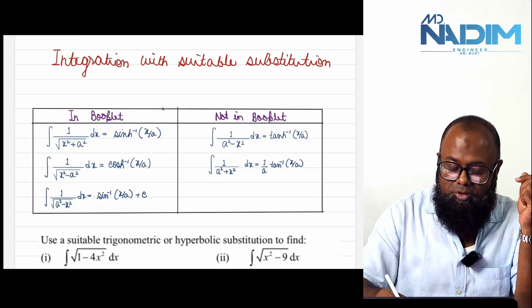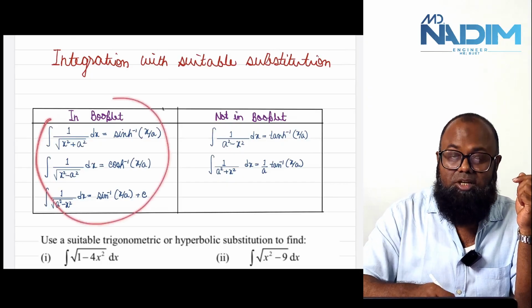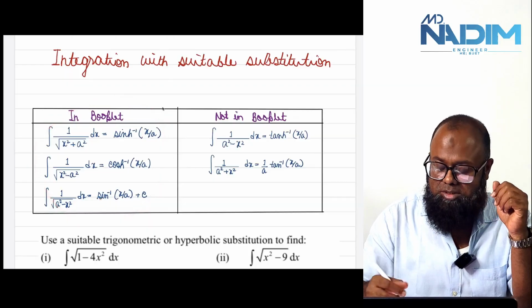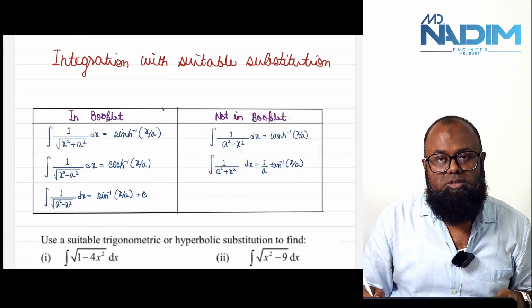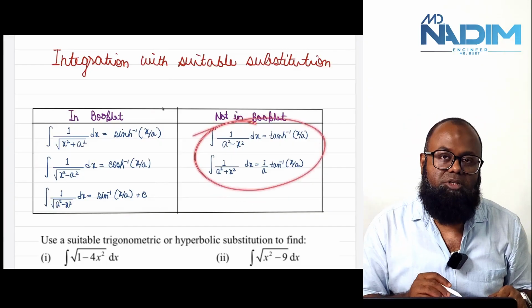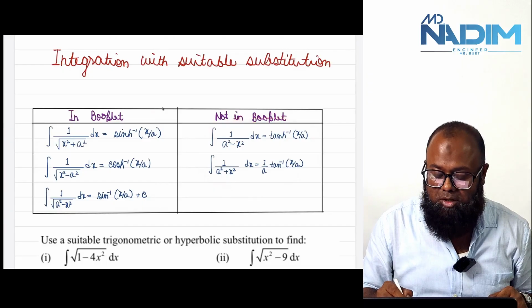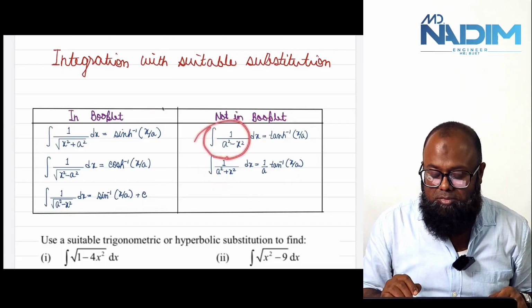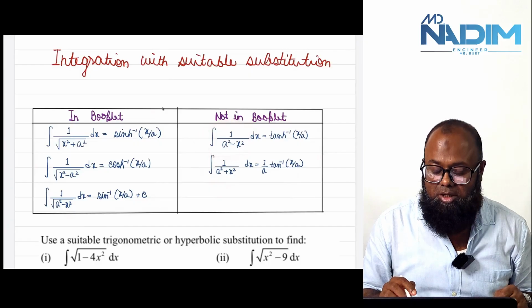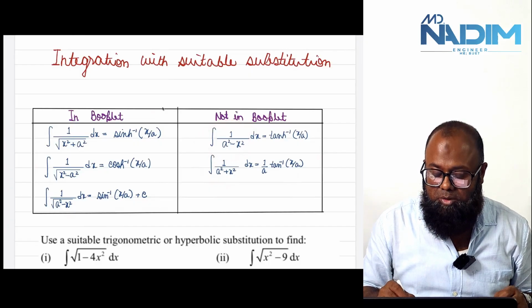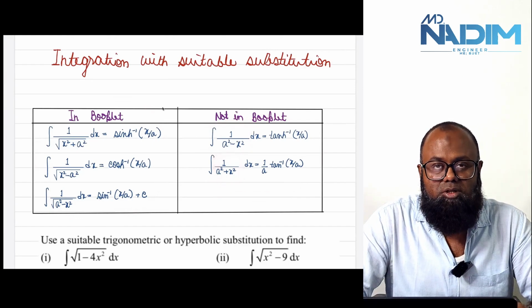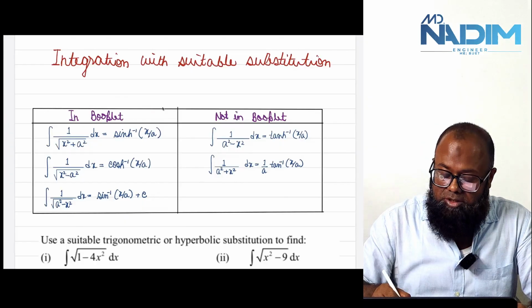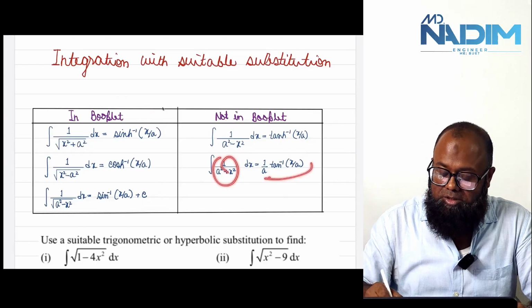These are some formulae that you will see in the booklet given, so you don't need to memorize this. And this one is not given in the booklet because, what is the reason? Because you learned it in your P3. You learned how to get 1 over a squared minus x squared. You learned this actually, integration of 1 over a squared plus x squared. If I integrate this, I get 1 by a tan inverse x by a.